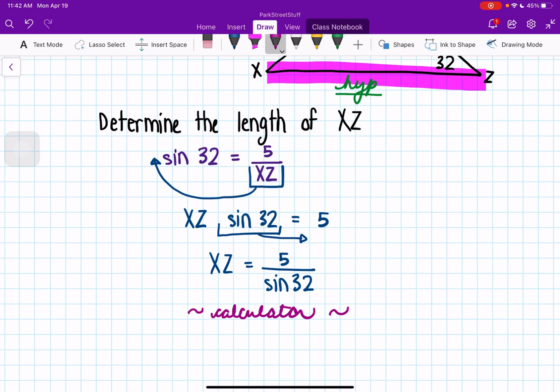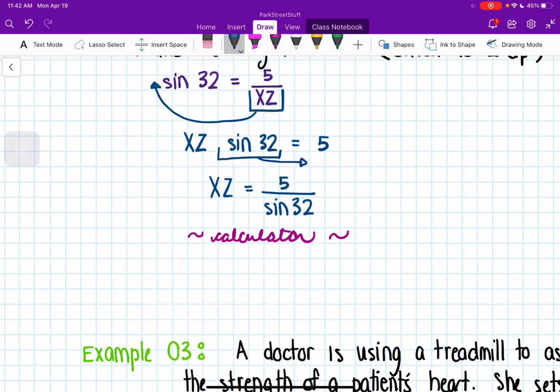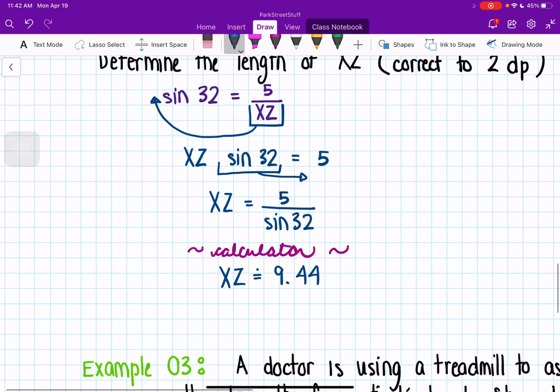And let's just round this. Let's say we're going to go correct to 2 decimal places. So once we do that in our calculators, we're going to get xz is equal to 9.435, which means that becomes 9.44. And remember, we are approximating, so we're going to put our approximate symbol up there, and that will give you the length of xz.